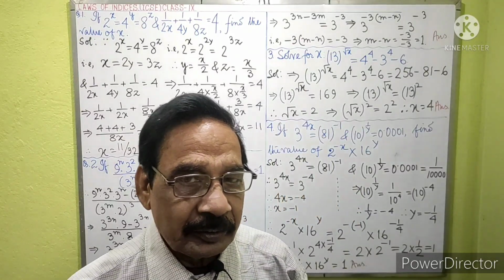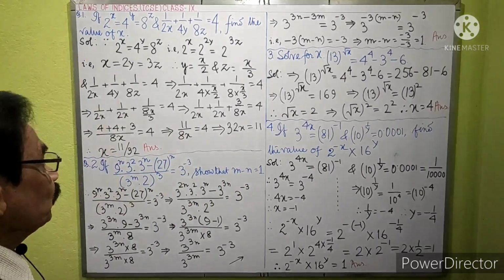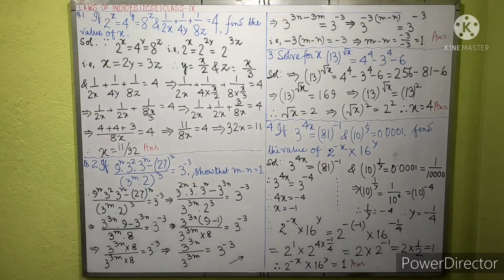Today you will get 4 short problems. The first one is: if 2 to the power x equals 4 to the power y equals 8 to the power z, and 1 by 2x plus 1 by 4y plus 1 by 8z equals 4, find the value of x. This is the problem. Now the solution.